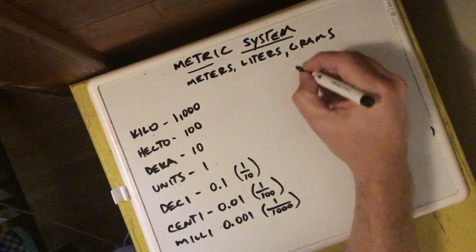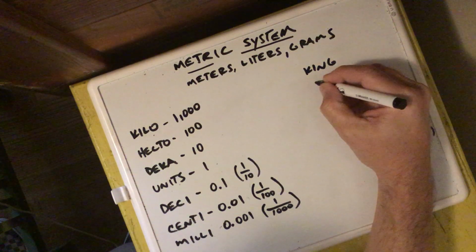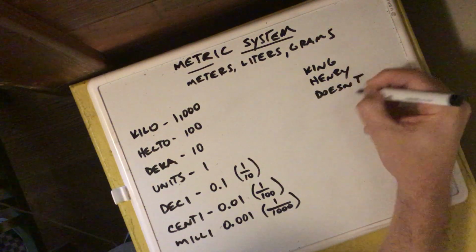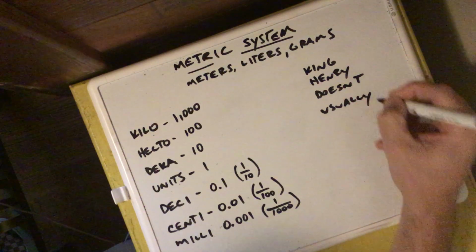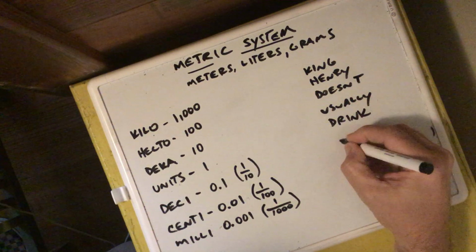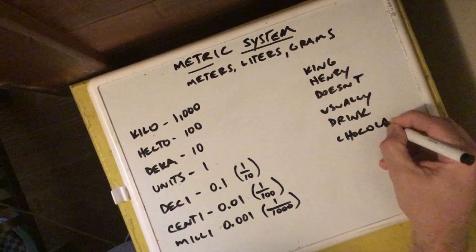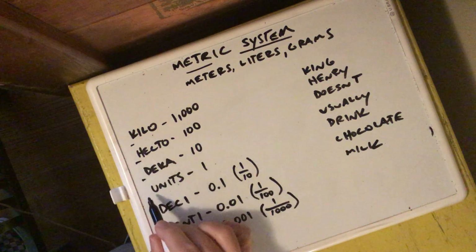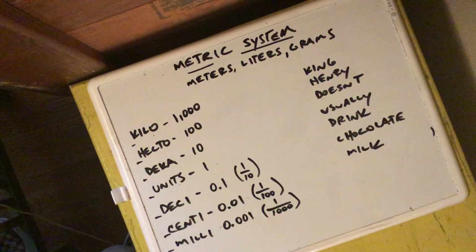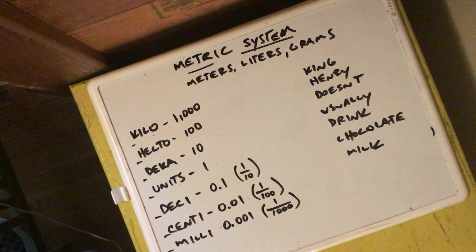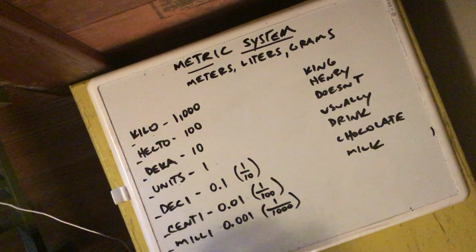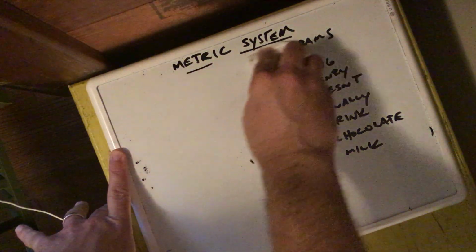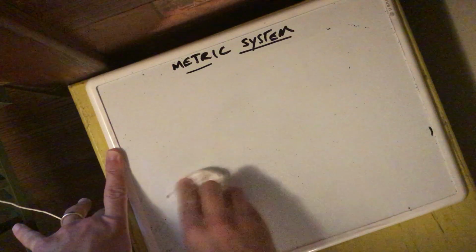All right, so the mnemonic device that we use to solve these problems is King Henry doesn't usually drink chocolate milk. So that just matches the kilo, hecto, deca, unit, deci, centi, milli. And that's so you don't have to memorize things. Because when you're solving these problems, all you're really doing is moving a decimal point, and you use the mnemonic device in order to know how many places to move it and in which direction.